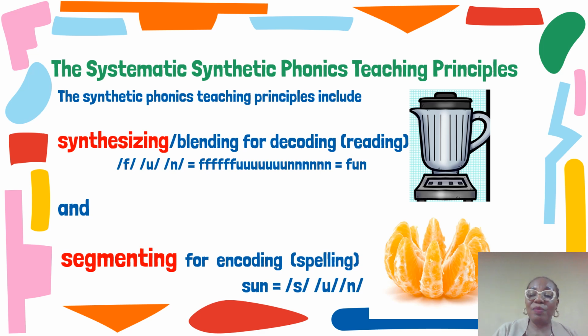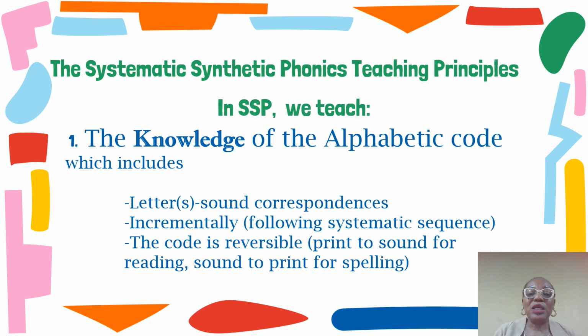So I've used the image of a blender there to show that blending or synthesizing involves putting everything together and blending it into one. So you take the individual sounds and you blend it into a word, and that is the process of reading. While segmenting is like when you have an orange or a tangerine, and then you take out the segments one after the other. So you hear a whole word, and then you're able to take out the individual sounds that are present in the word.